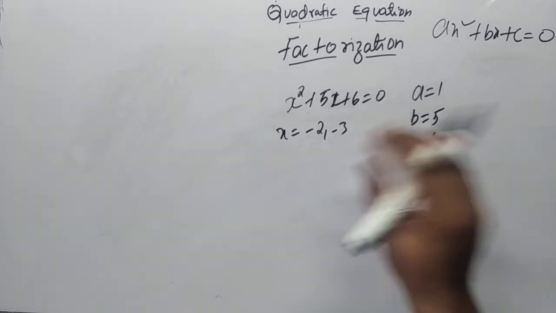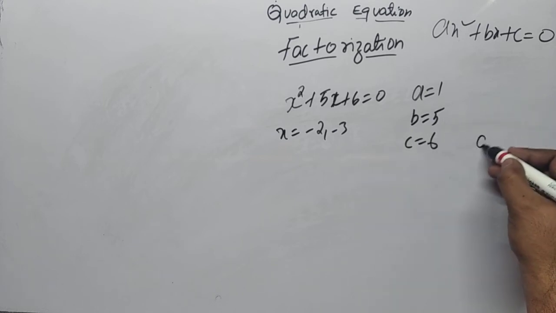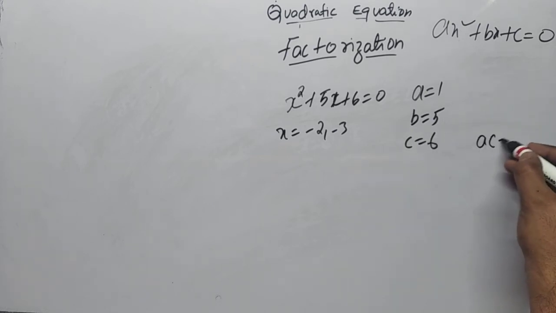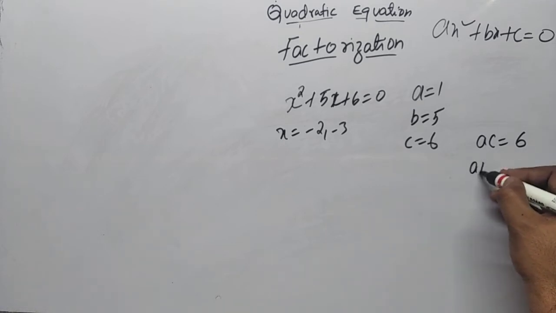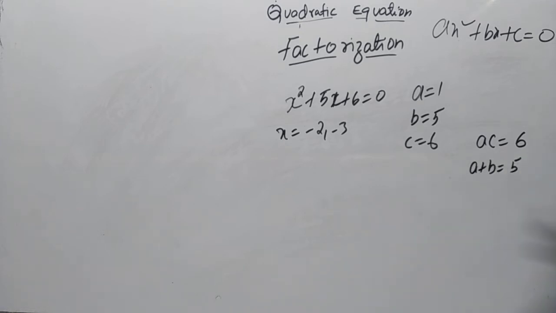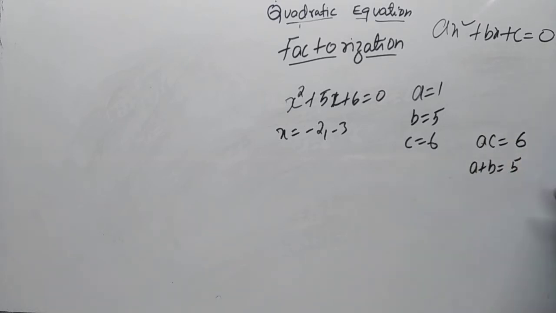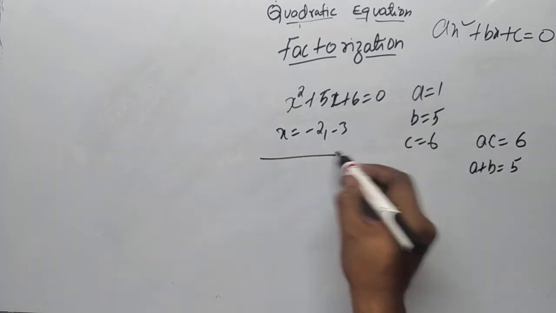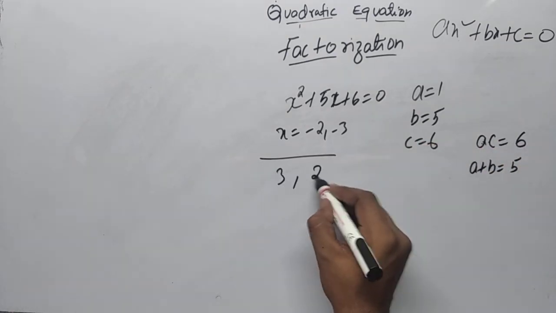So you have a condition: when you multiply the two numbers, suppose you multiply a and c, we have to get 6. If you add both the numbers, we have to get 5. You have to find this by the trial method. So 3 twos are 6, 3 plus 2 is 5. So you just write the numbers which are suitable for this, 3 and 2.